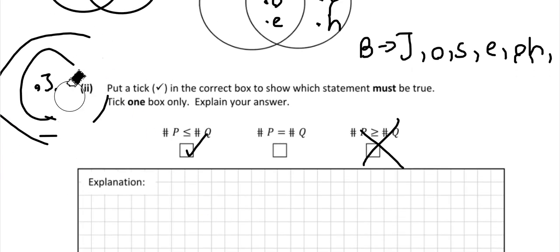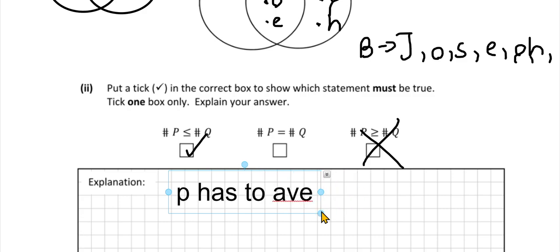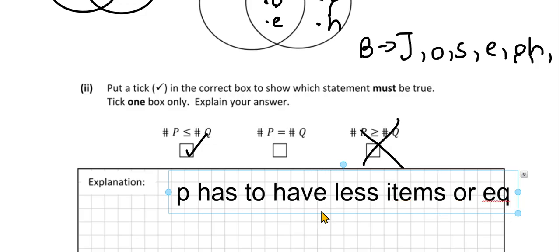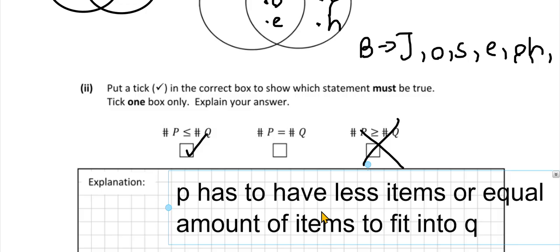How would you explain that in a test? You could just make up your own example, couldn't you? Joe and Joseph, and explain it that way. Or you can just say P has to have less items or equal amounts. Yeah, I'm hoping that makes sense.